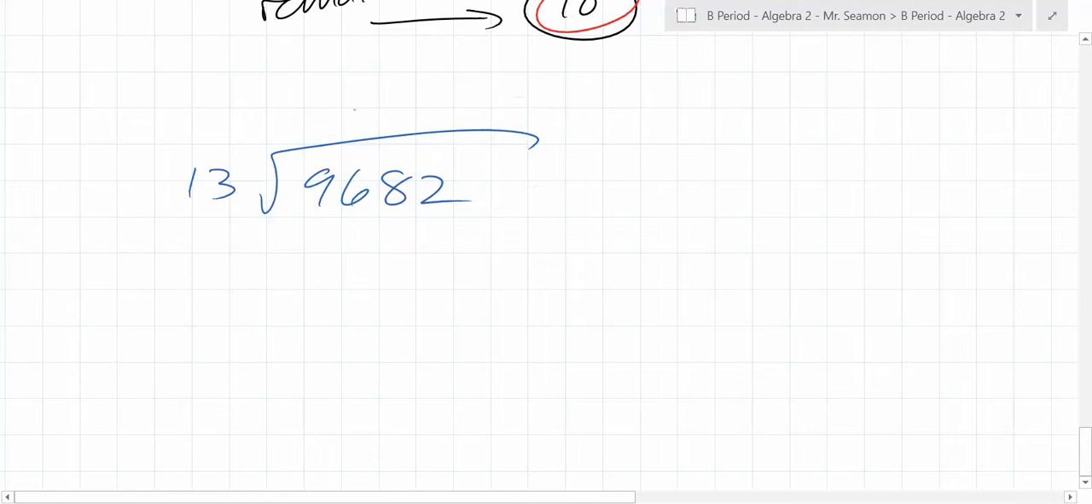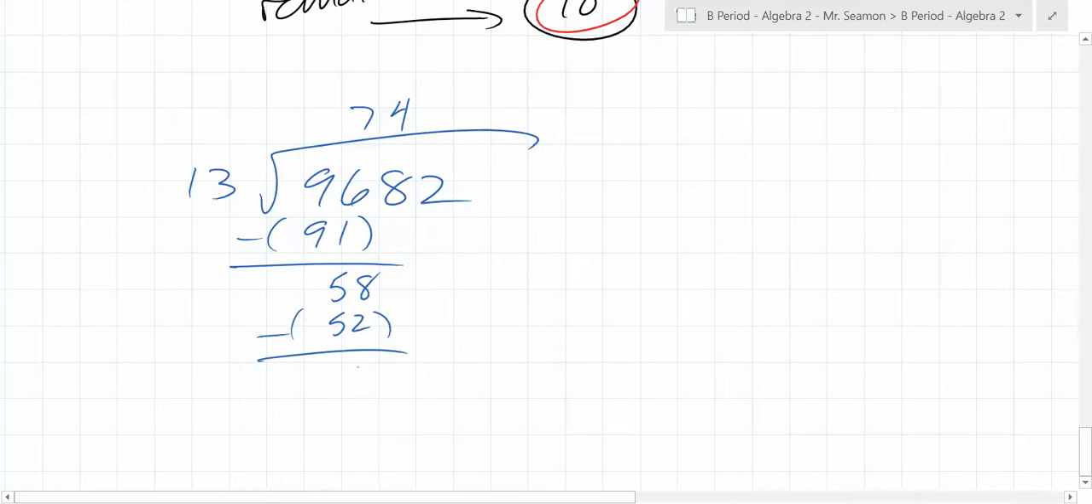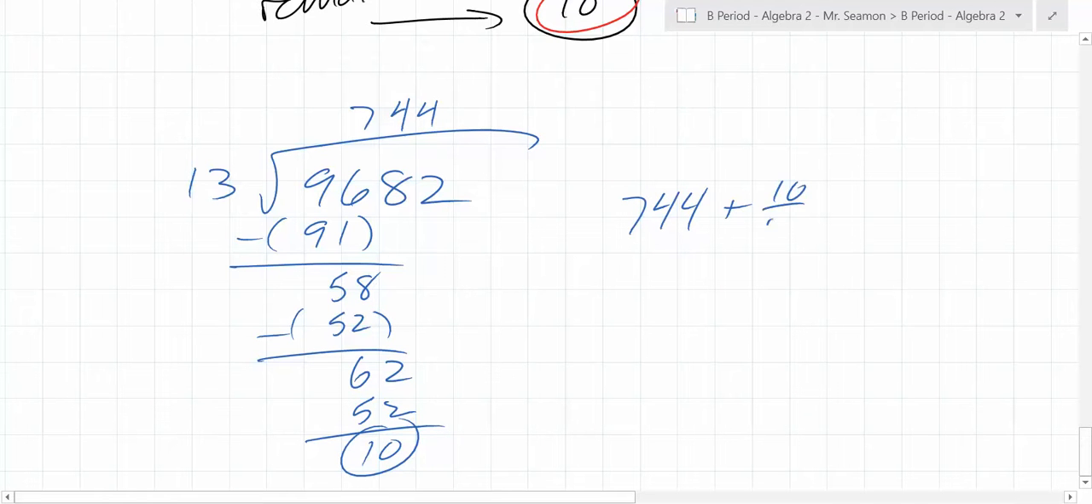So if you do this, 7 times 13 is what? 91. Now you subtract. You see those parentheses I put in? Those parentheses are going to be super important when you learn the next thing. When you subtract, what do you get, Kelly? Bring down the 8. So it's 52. Subtract and you get 2. Oh, it's still going to be 4, right? 52. So it's going to be 10. So the answer would be 744 and 10/13.